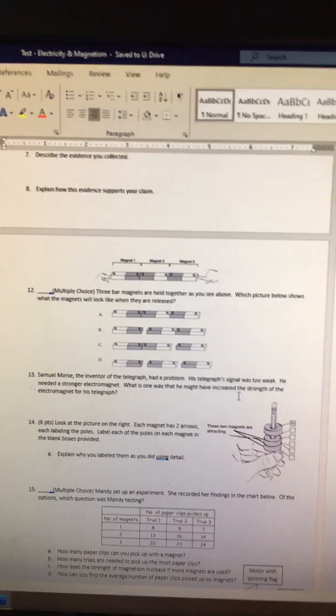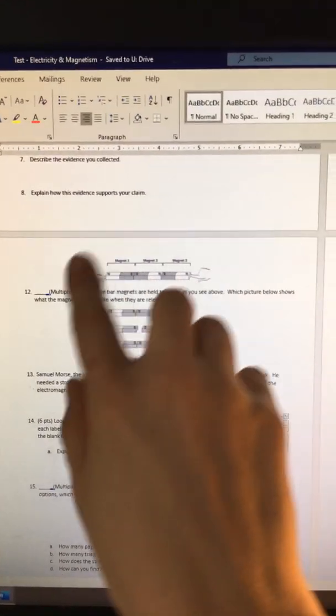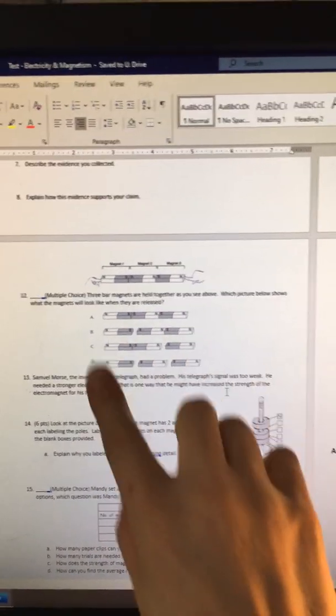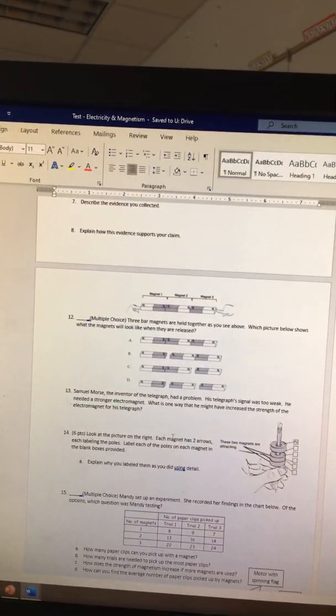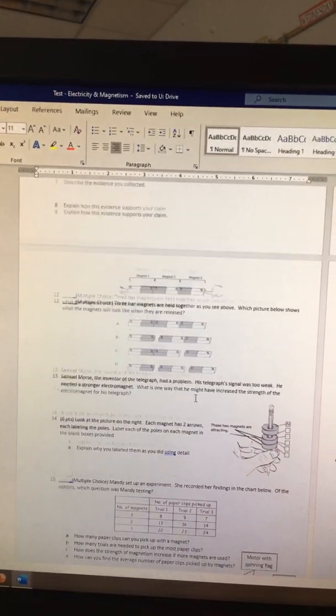Question 12 is multiple choice. So you guys have the 3 magnets pushed together. If you let them go, which one of these answers is going to best represent that? Question 13 is asking about how you can make a stronger electromagnet.